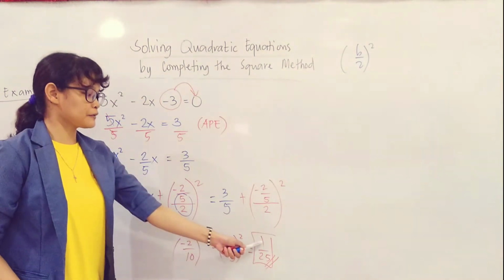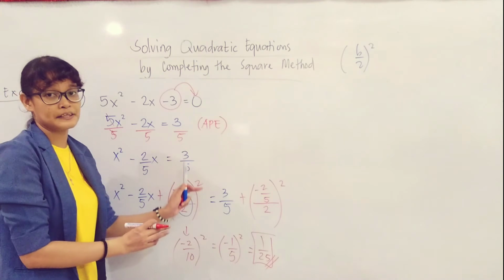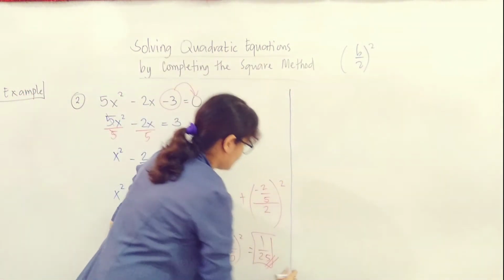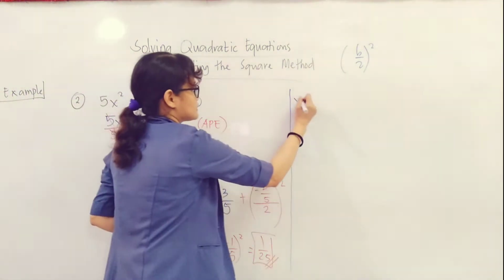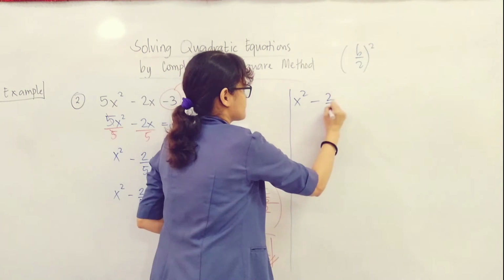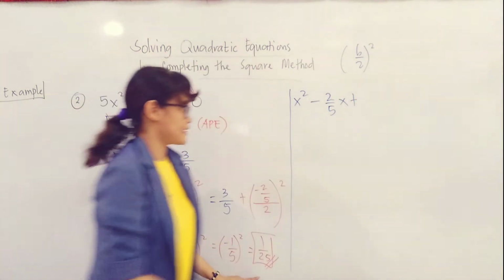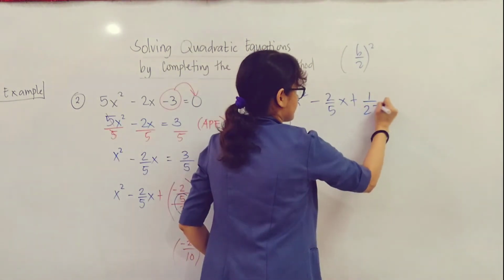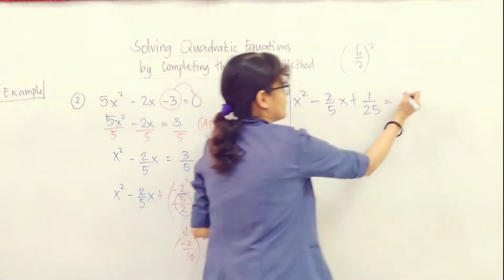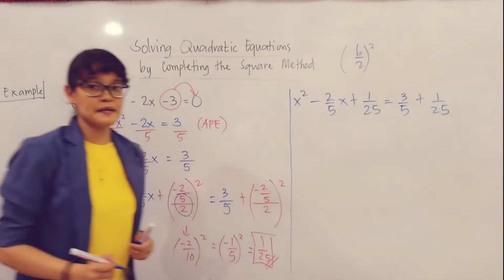Alright, so itong 1 over 25, yan ilalagay natin kay x squared minus 2 over 5x equals 3 over 5. Okay, so let me just rewrite it here. Ayan. Alright, so you have x squared minus 2 over 5x plus, ano yung nakuha natin kanina? 1 over 25 equal to 3 over 5. Ayan. 3 over 5 plus 1 over 25.